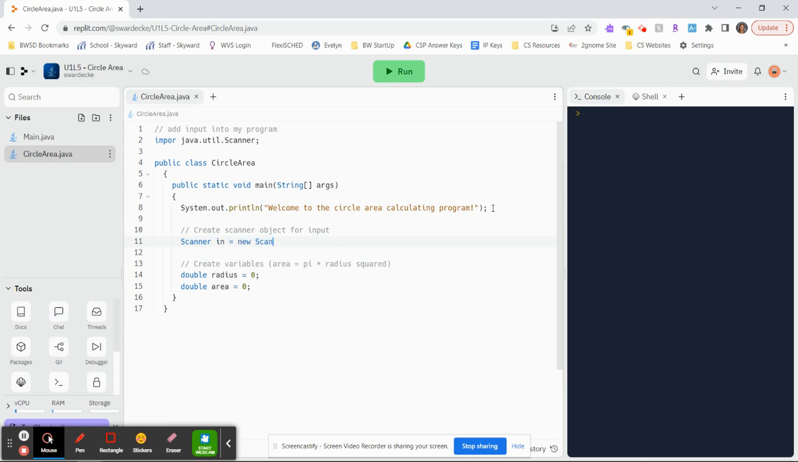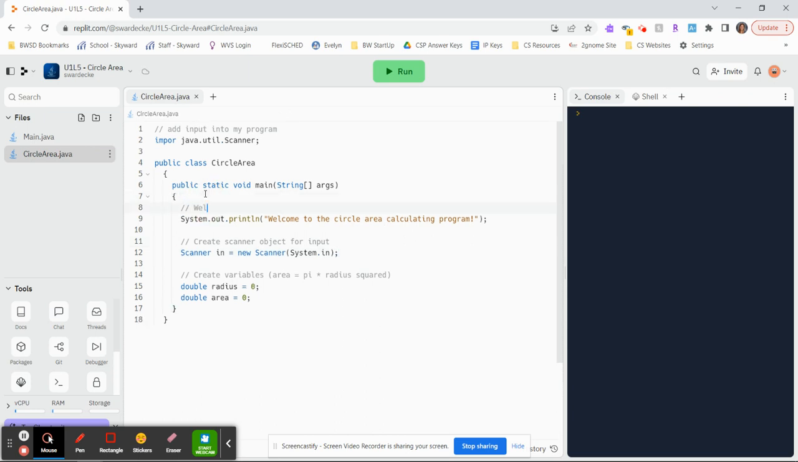I have new Scanner(System.in) and then my semicolon. So far I've added input in. I've printed a welcome message to the screen. I've created my scanner object and I've created my variables.